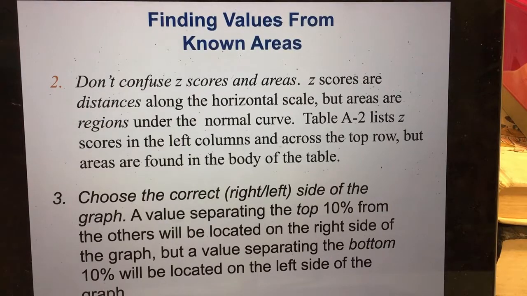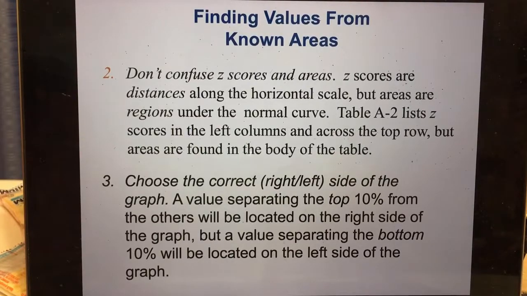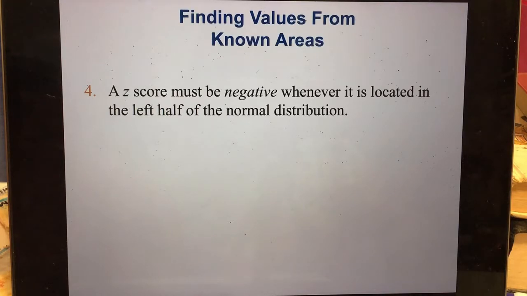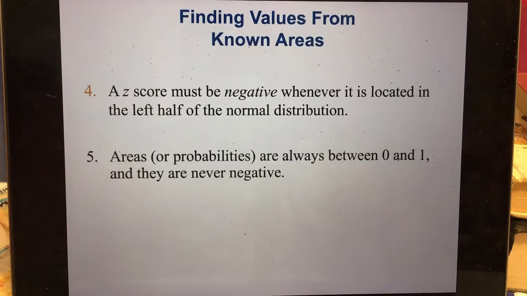So the next part says, choose the correct right-left side of the graph. Okay, so a value separating the top 10% from the others will be located on the right-hand side of the graph, but a value separating the bottom 10% will be located on the left-hand side of the graph. So you have to think about what your graph should look like, and hopefully your graph will help you in figuring out what you're doing as far as the area under the curve. So a z-score must be negative whenever it is located on the left half of the normal distribution, and the areas or probabilities are always between 0 and 1, and they are never negative. So areas can't be negative, but a z-score, if it's to the left of the 0, will be negative.